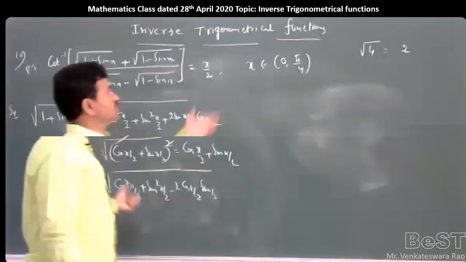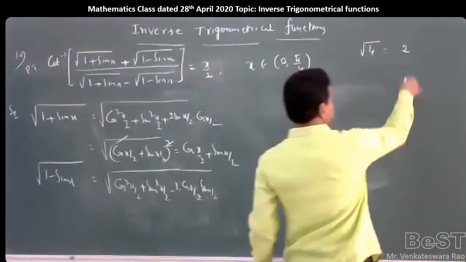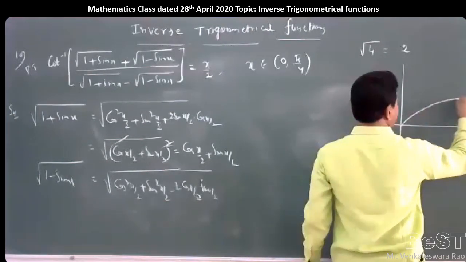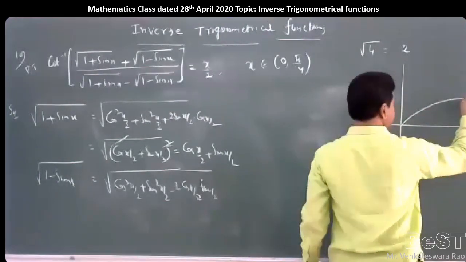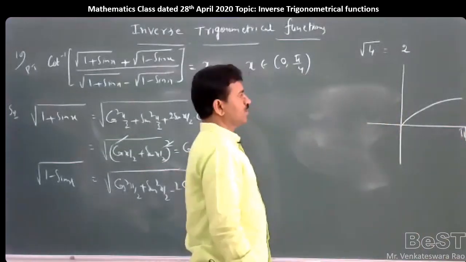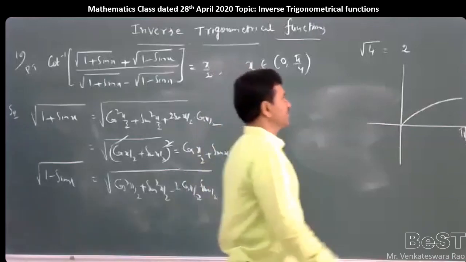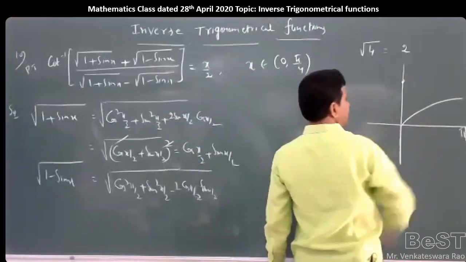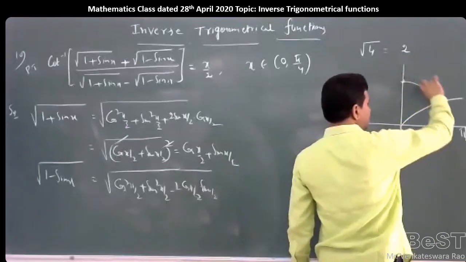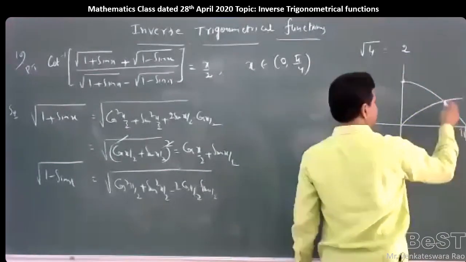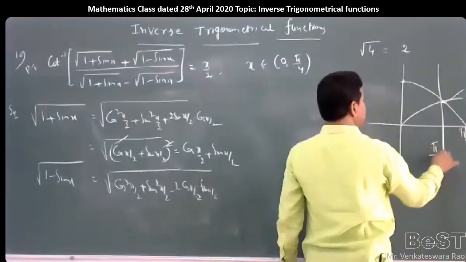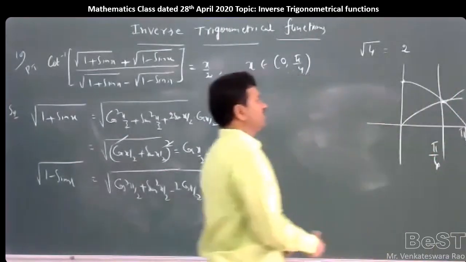Which one is positive? 0 to pi by 4. Note this graph. See the 0 to pi by 2 sin x graph, y is equal to sin x graph. And next, 0 to pi by 2, this is the cos x graph. Here see this one, up to pi by 4.